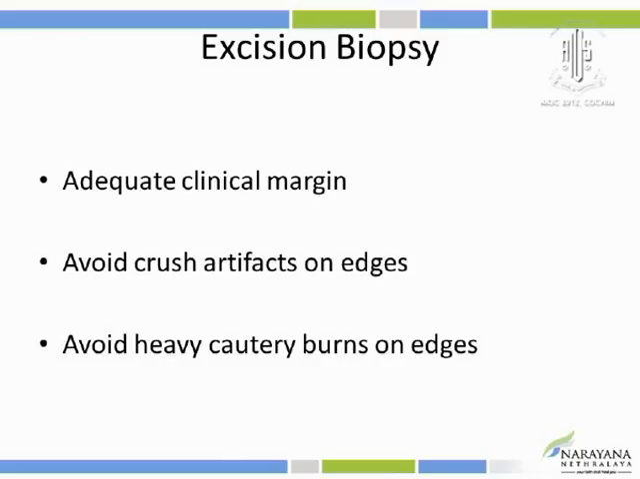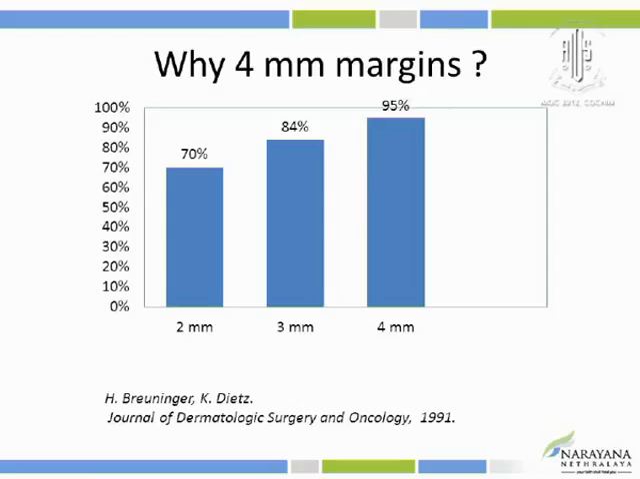And you can see that the corneal shield is in place while you do all this. So the aims are having adequate clinical margin, avoid crush artifacts on edges, don't handle the edges as far as possible, and avoid heavy cautery burns. And why are we talking about 4 millimeter margins? So this is a study which comes from the dermatologists. And essentially our aim is to have tumor-free margins. And if you have 2 millimeter margins, only about 70% is tumor-free. When you go to 4 millimeter margins, you get 95% tumor-free margins. And that is our rationale for having this amount of margins.